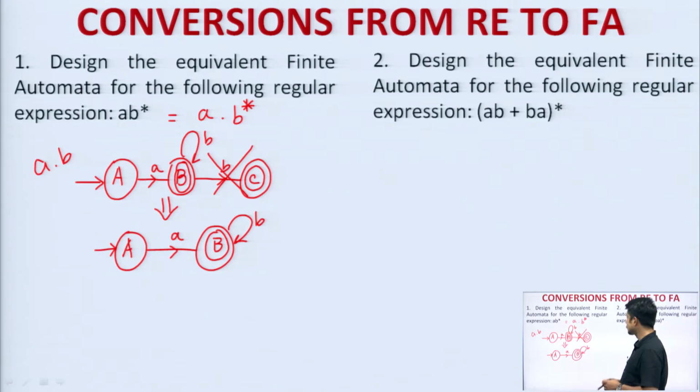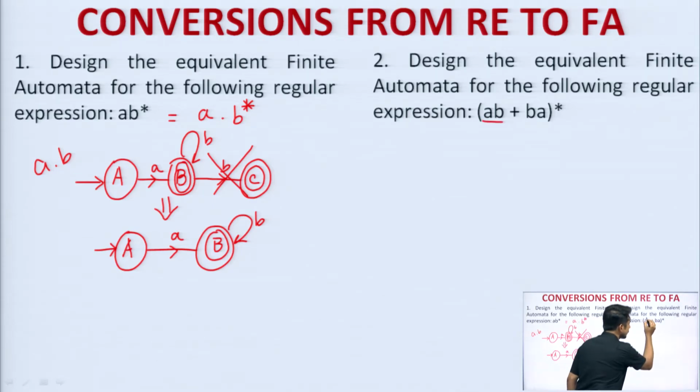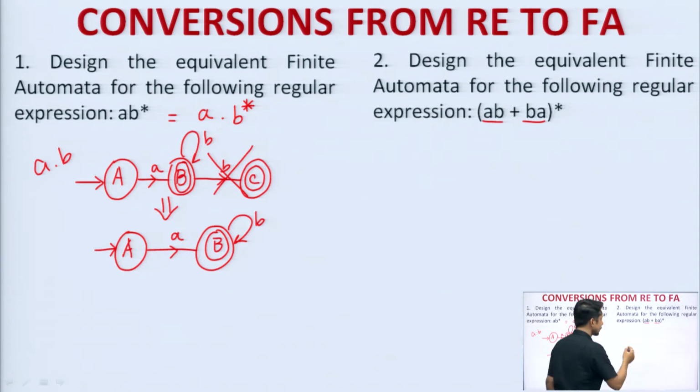Okay. Next comes question number 2. In question number 2, it is given: design the equivalent finite automata for the following regular expression, a b plus b a whole to the power Kleene closure. I know the finite automata for a b, I know the finite automata for b a. Let me draw that. See, a b.